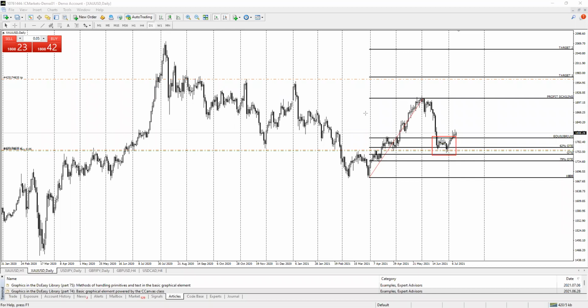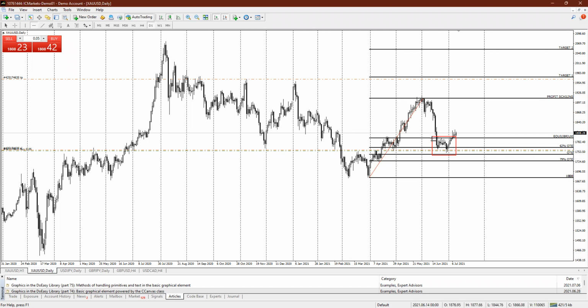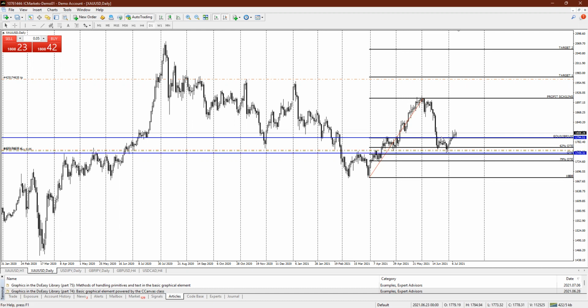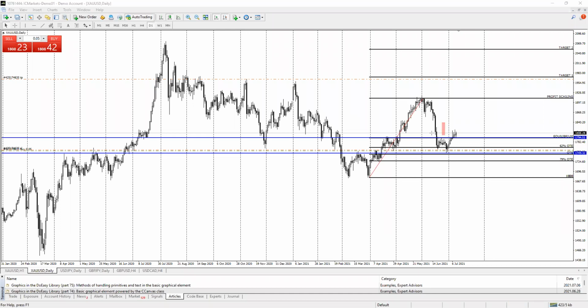Now at that point, I'm going to mark everything with a vertical line. Now I'm going to take out this Fibonacci because it has fulfilled its purpose. So I'm just going to mark the low and the high of this particular area. That is this high and then this low. Let me zoom in a little bit.